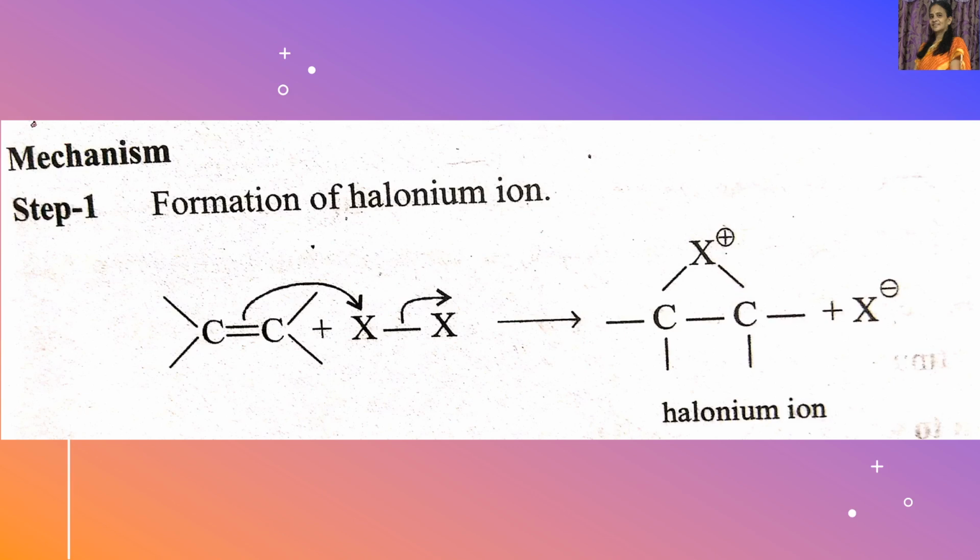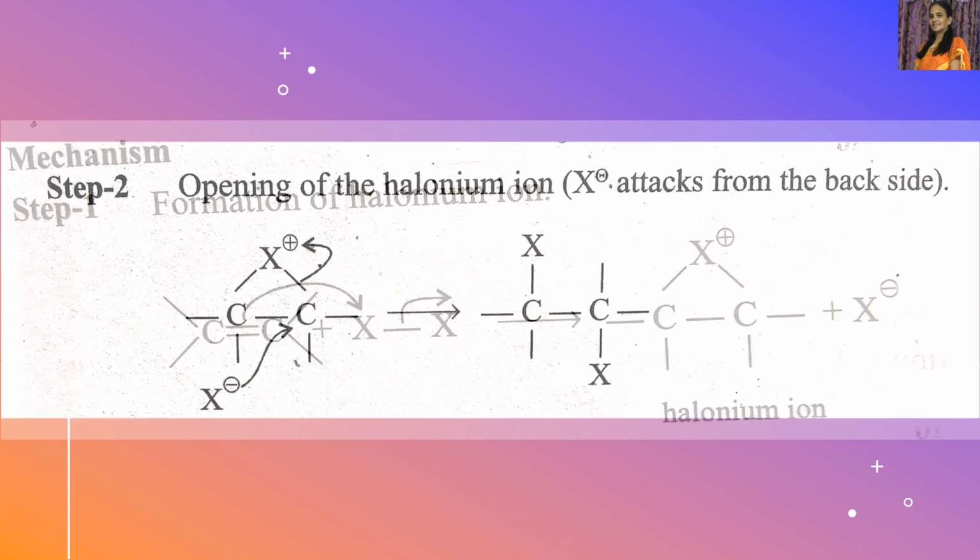Actually, once the ring is broken, this halogen atom gets bound to one of the carbon atoms. But here initially what happens, with the help of this pi bond electrons, it forms a bond with one of the X atoms of the X2 molecule to form a cyclic halonium ion. Cyclic halonium ion. This is the first step.